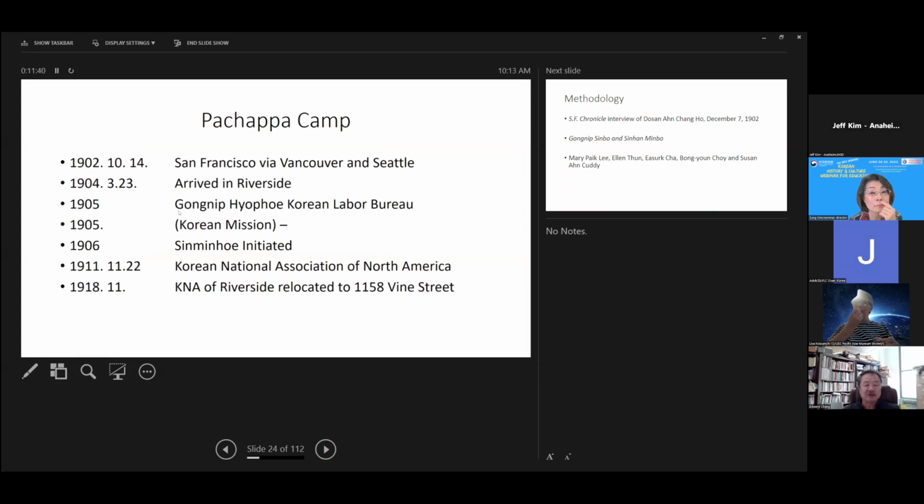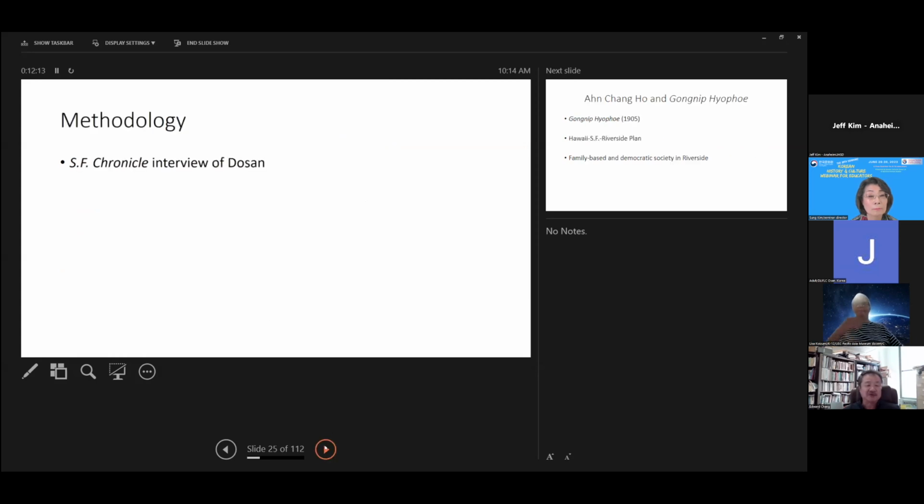As soon as he arrived, he established the Korean Labor Bureau, which is an employment agency, as well as the 국립협회, a cooperative association, which is a political organization for the independence movement. He also established a Korean mission affiliated with the local Riverside Calvary Presbyterian Church. And the Korean National Association became a very important organ for Korean immigrants until the 1930s and 1940s.